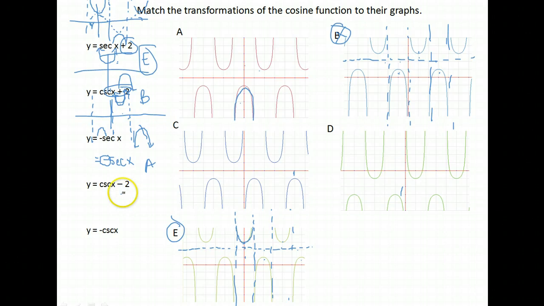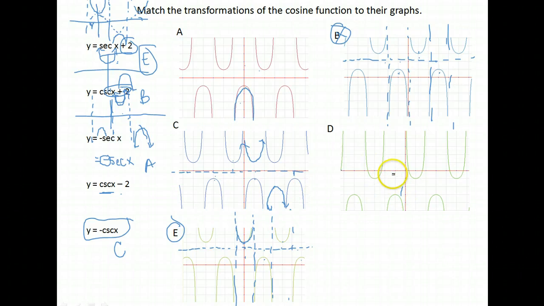Finally, y equals cosecant x minus 2. So we want cosecant, but shifted down 2. Our two options that were left are C and D. If we take a look at C, notice it hasn't been shifted down at all. Each of my curves, this one's one below the x-axis, this is one above, this one's one below. It hasn't been shifted up or down. What has happened to this one is my cosecant function normally would have a curve up here and down here. So notice it's been reflected over the x-axis. So C is the negative cosecant of x. It's cosecant reflected over the x-axis or flipped upside down.